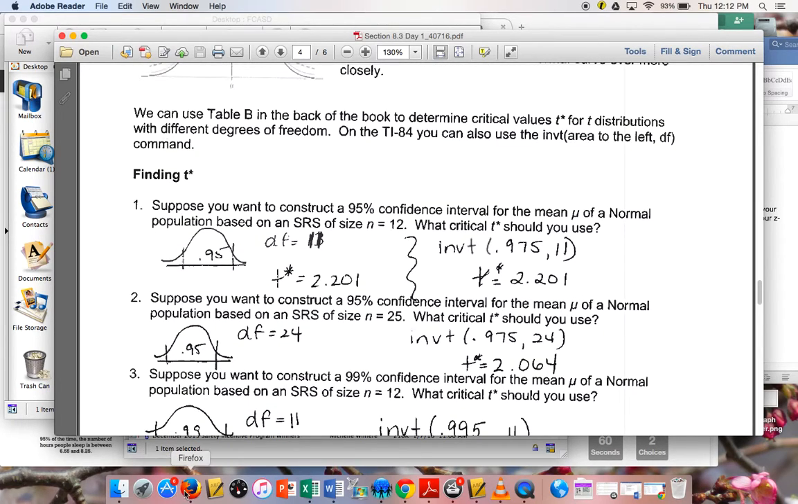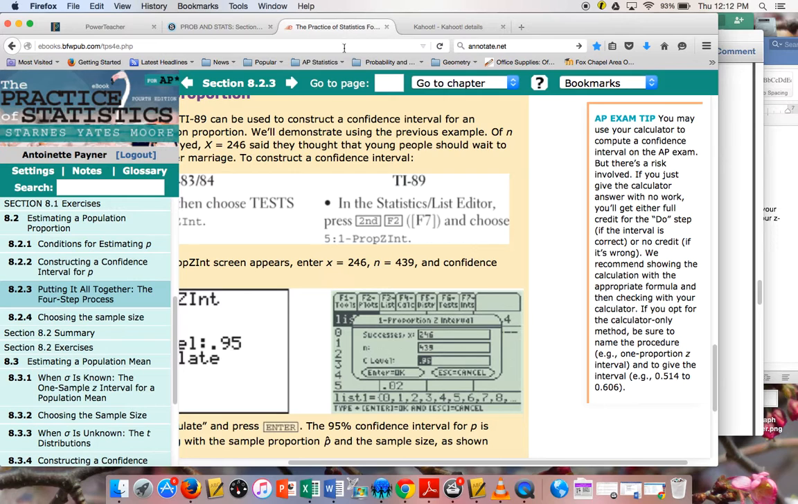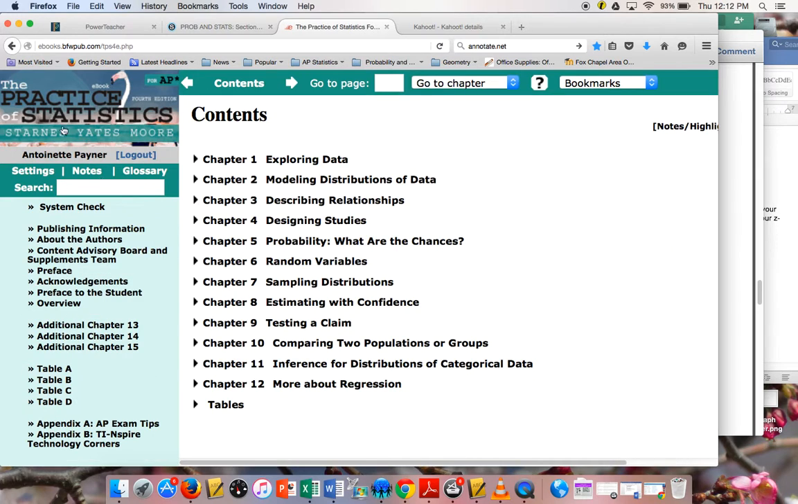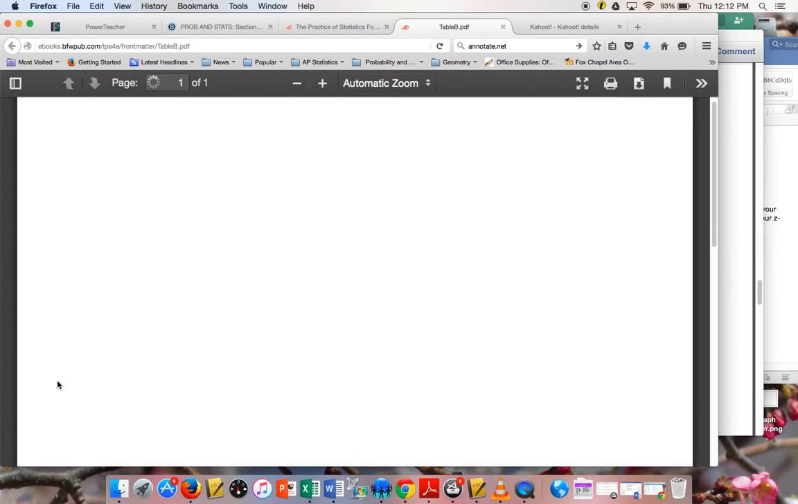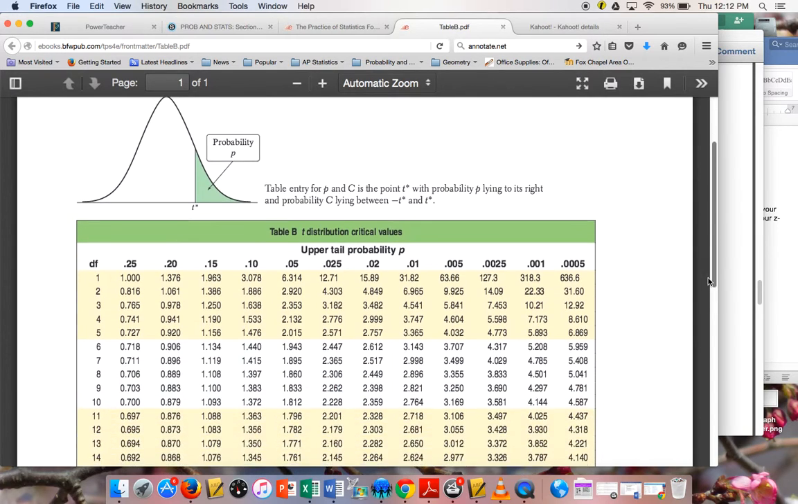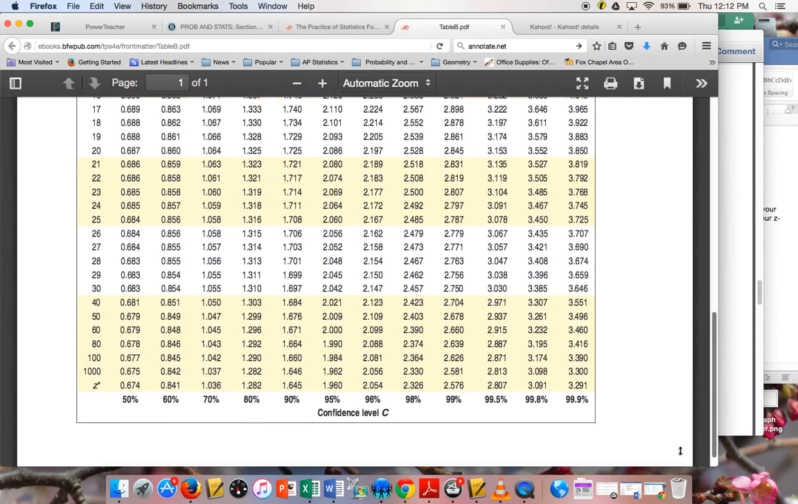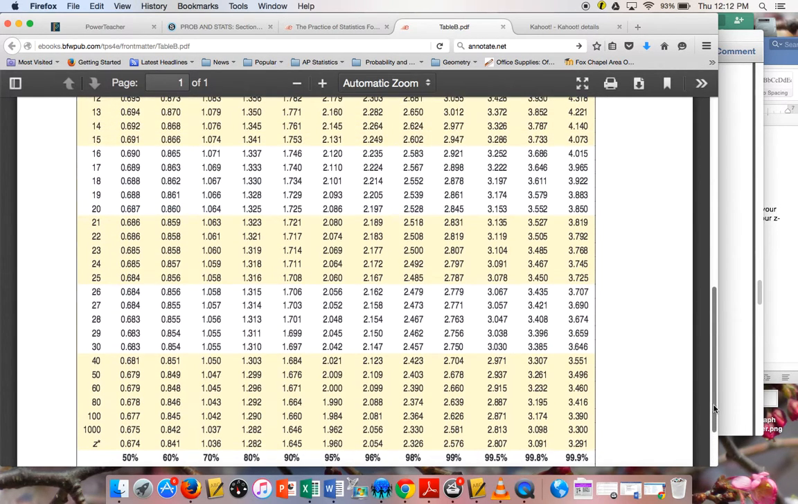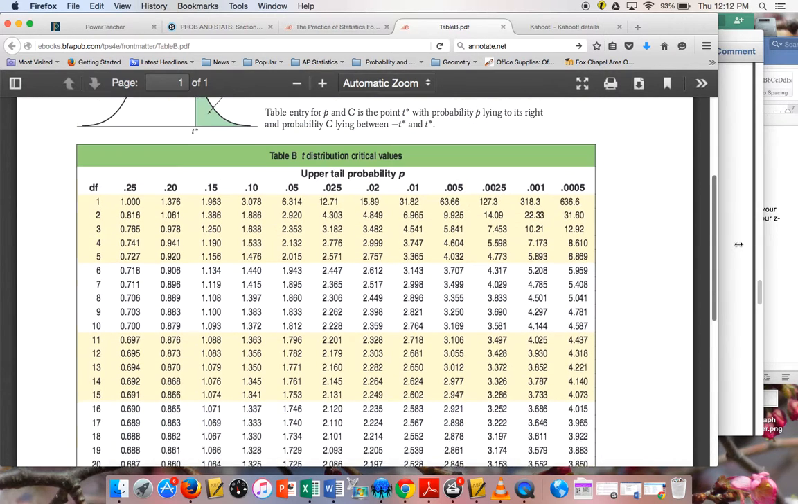In the back of your book, there is a table. Let me see if I can pull up your book. Let's see here. Table B. And this is your t-distribution table. So you can look up things in this table here. What's nice about this table is at the bottom, it kind of just lists the confidence levels. What's not so nice about this table is that you have restrictions. It obviously can't list every single degrees of freedom.